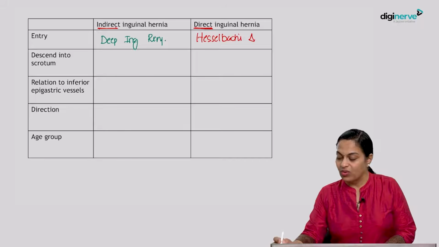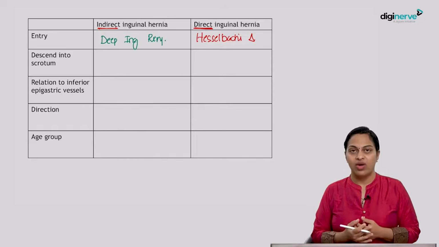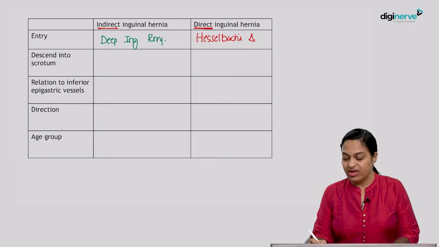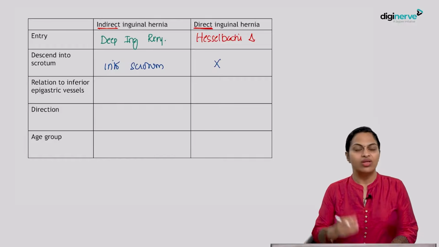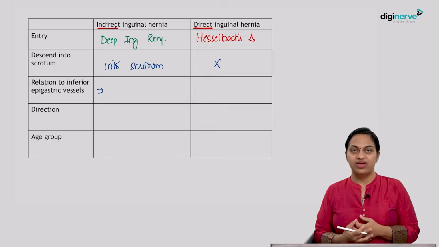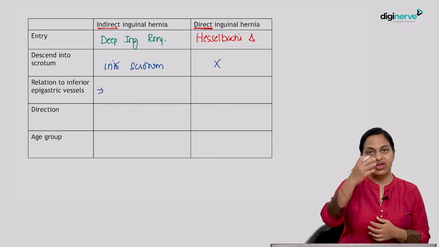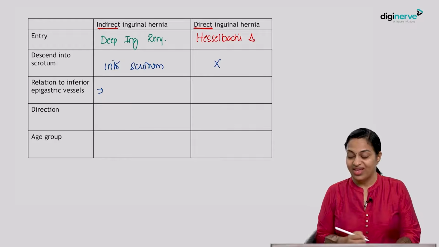Okay. So this indirect inguinal hernia can extend all the way into the scrotum, whereas the direct inguinal hernia will not completely extend into the scrotum, right? Because of the processus vaginalis: if it is patent, it can reach all the way up to the scrotum in case of indirect inguinal hernia.